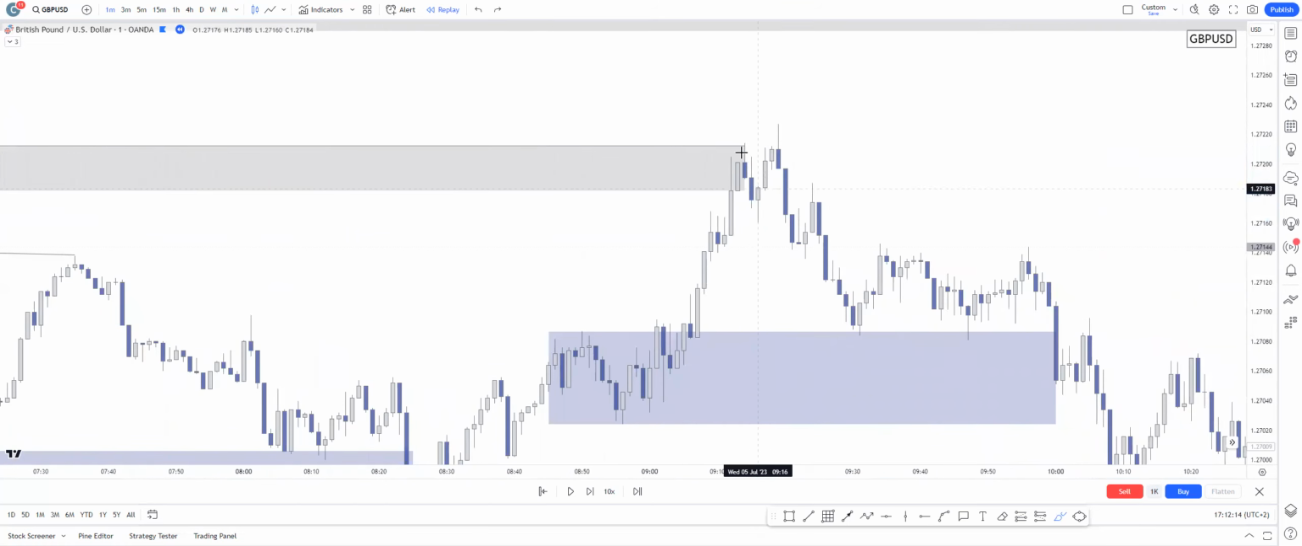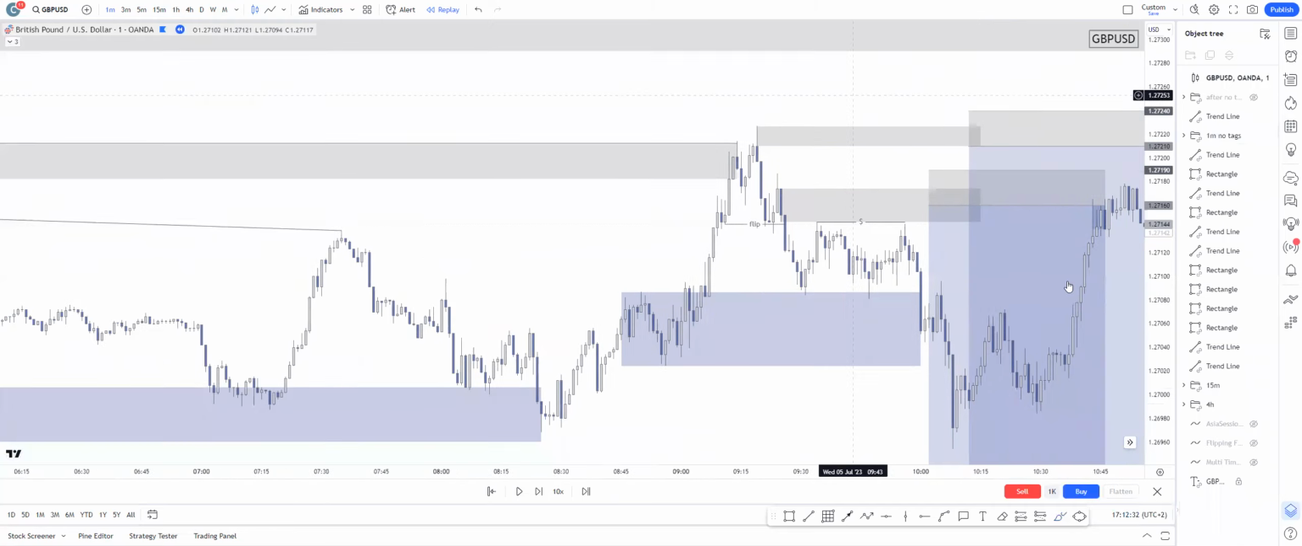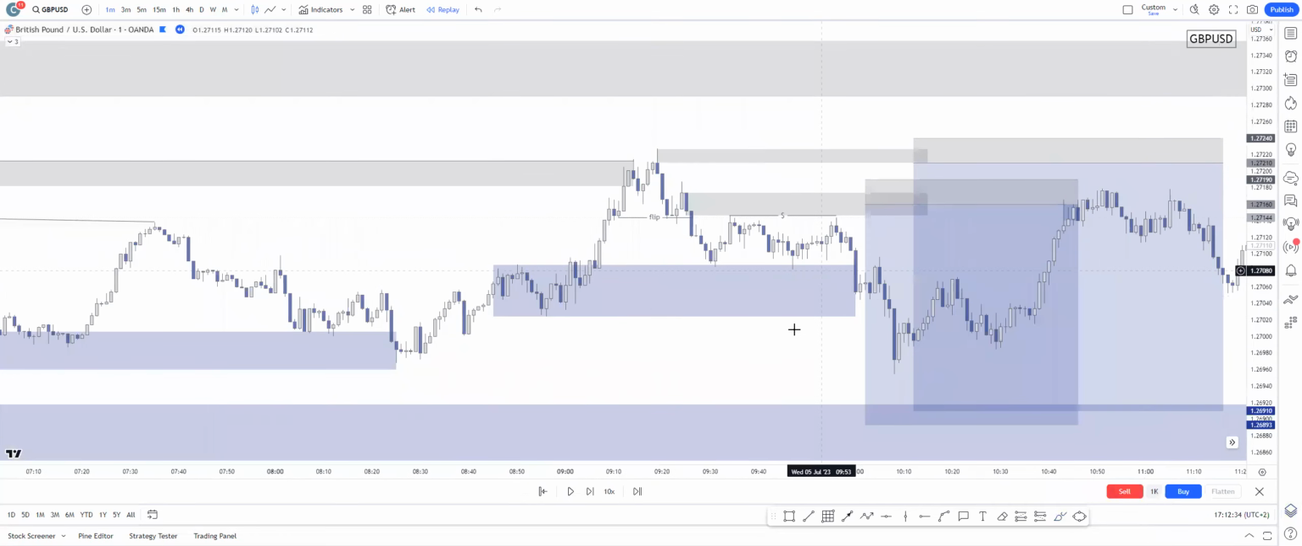Price couldn't manage to make a change of character with this movement after the full zone mitigation. It swept all of this liquidity right here, but couldn't manage to make a new break of structure to the upside. So I was waiting for a change of character here, which actually happened. And let me set these positions here. All right.